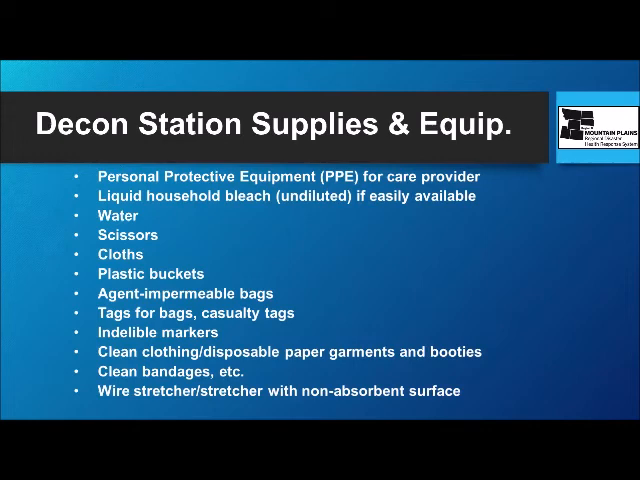To run a decon station, you've got to have a lot of stuff. And this list is a basic list of what needs to be there. PPE for your providers, bleach, soap, water. Water should probably be first on that list. Scissors to cut clothing off, cloth, buckets, impermeable bags, tags to mark things, clean clothing to redress the patient, bandages as necessary, and then the rollers or wire stretchers for patients that are non-ambulatory.